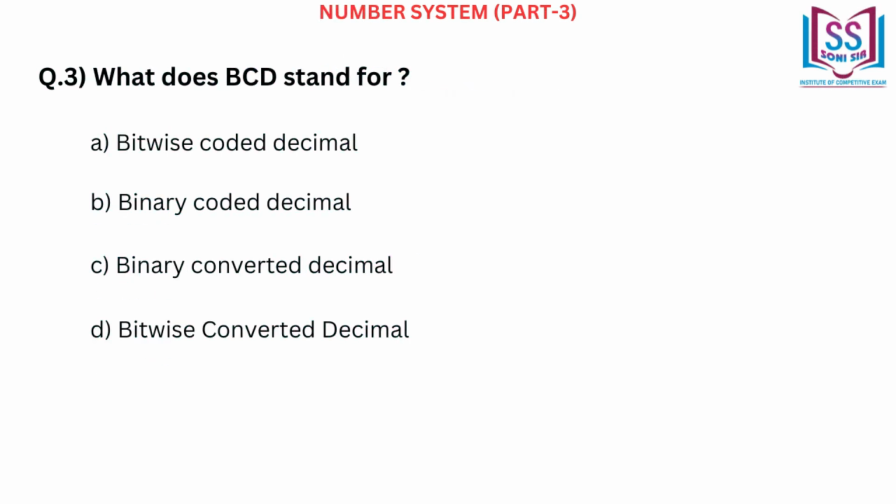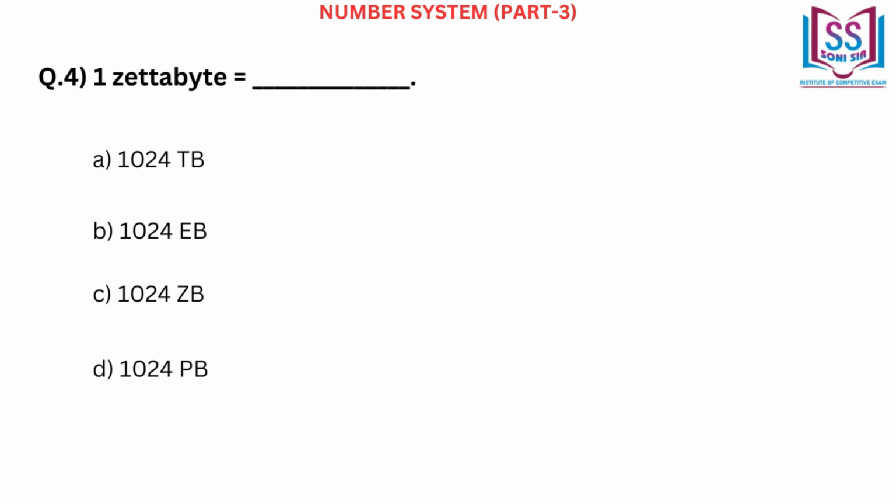What does BCD stand for? A bitwise coded decimal, B binary coded decimal, C binary converted decimal, D bitwise converted decimal. Correct answer B binary coded decimal. 1 zettabyte equal to dash. A 1024 TB, B 1024 EB, C 1024 ZB, D 1024 PB. Correct answer B 1024 EB.